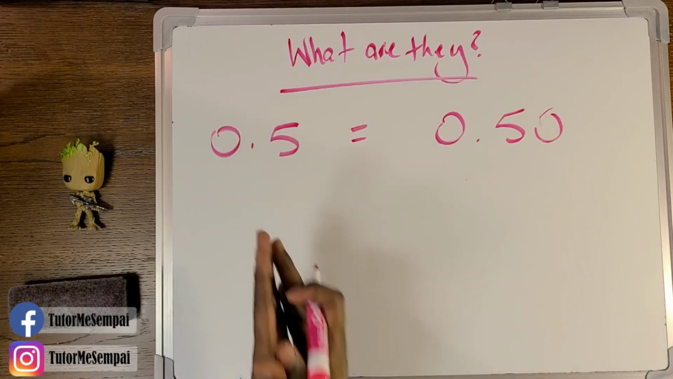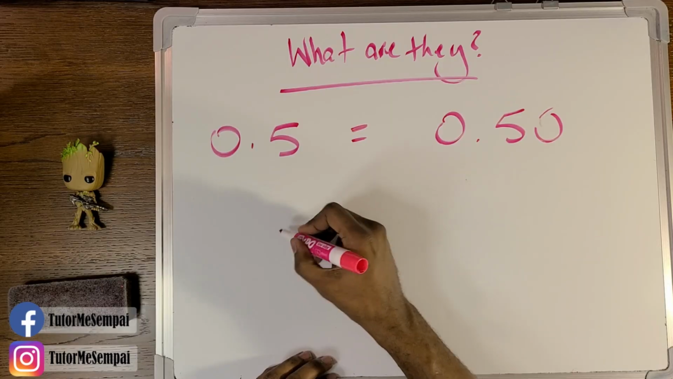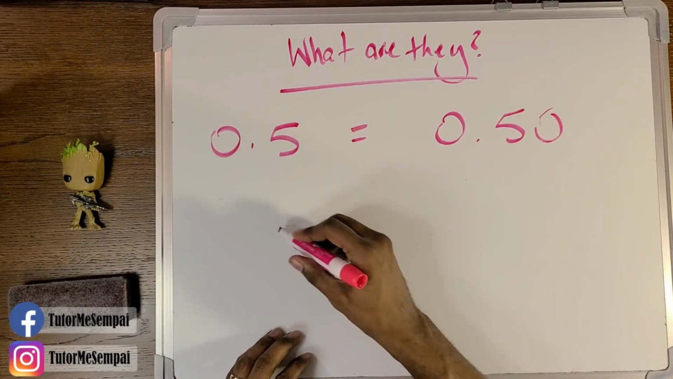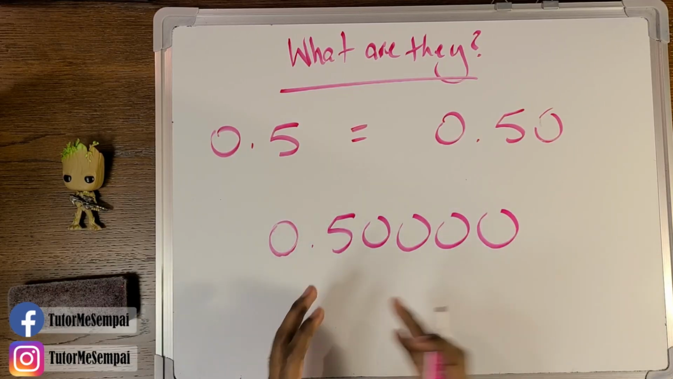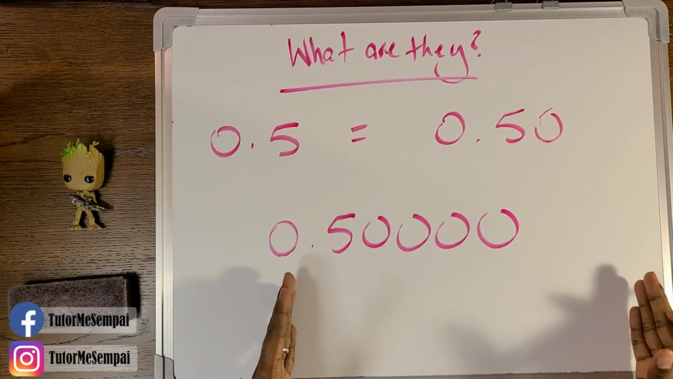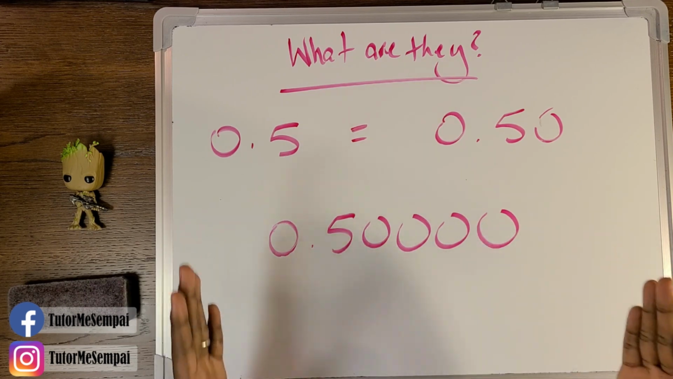Now, it doesn't just have to be one trailing 0. You can also have something like this, which is going to be equal to the top here. 0.50000. It doesn't matter how many trailing zeros you have, they all mean the same thing.